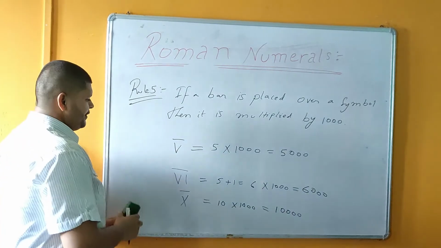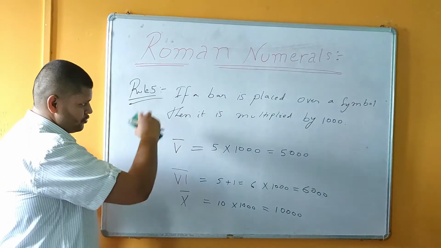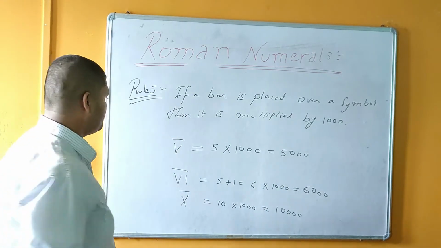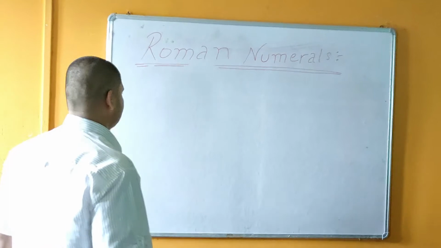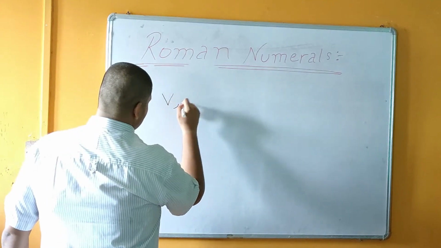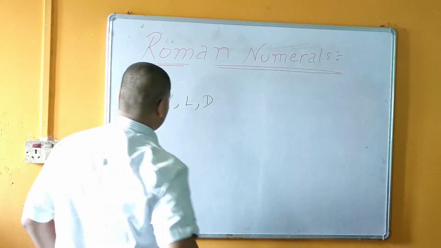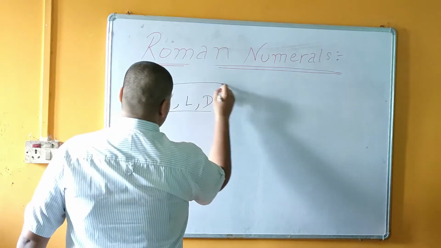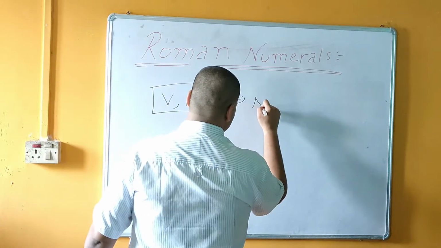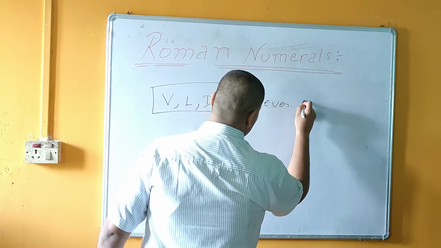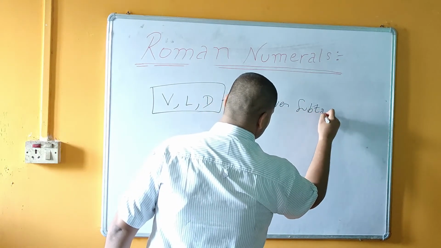So similarly, you can take any number and just put a bar and you will see the result coming. Now I am erasing all these rules, and at last I would like to say that the symbols V, L and D are never subtracted. Never subtracted. You need to remember.